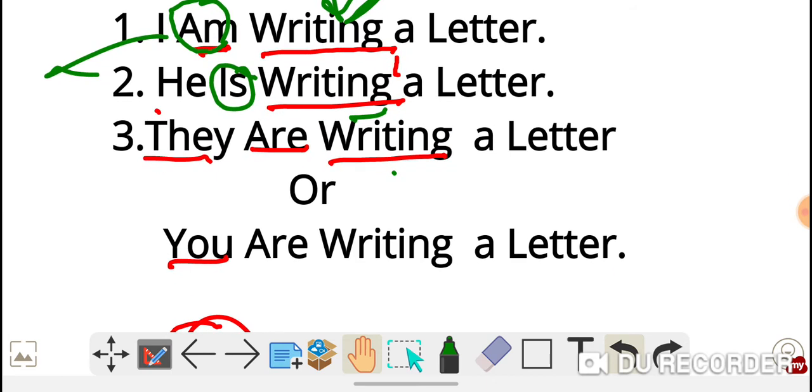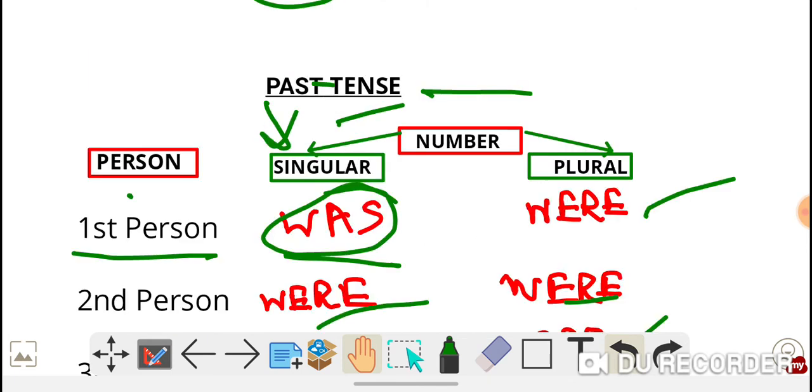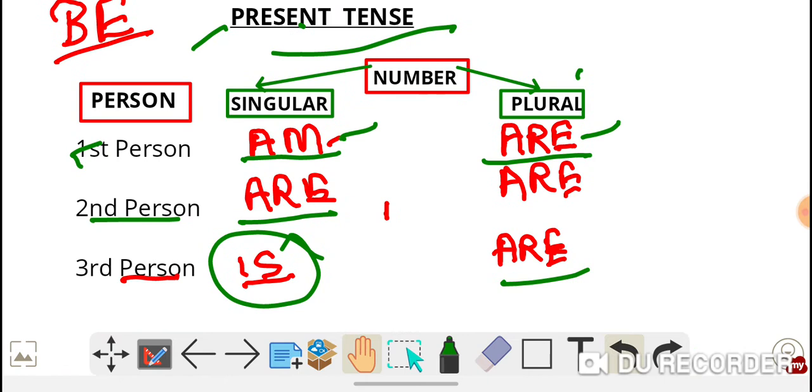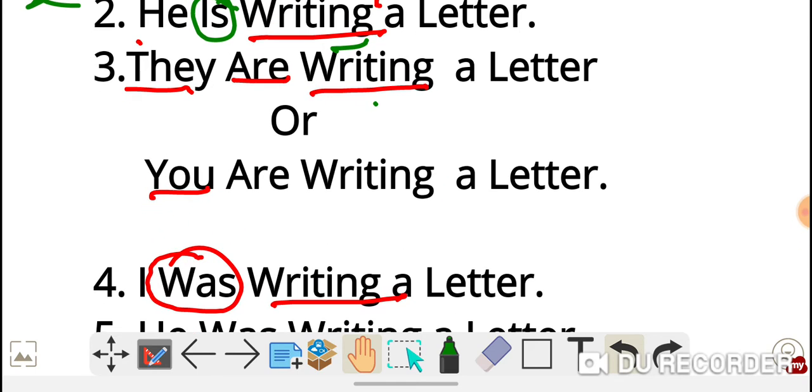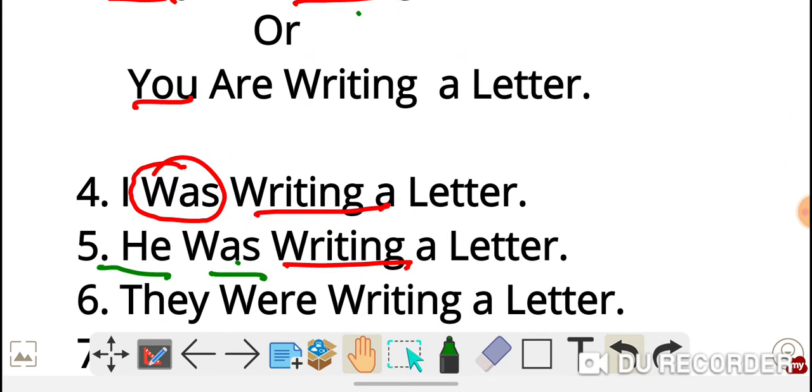They are the same thing: writing represents the continuation, and "are" here represents the third person plural number. See, "are" is third person, present tense, plural number, okay. Again, you are writing a letter, same. Number 4, I was writing a letter.